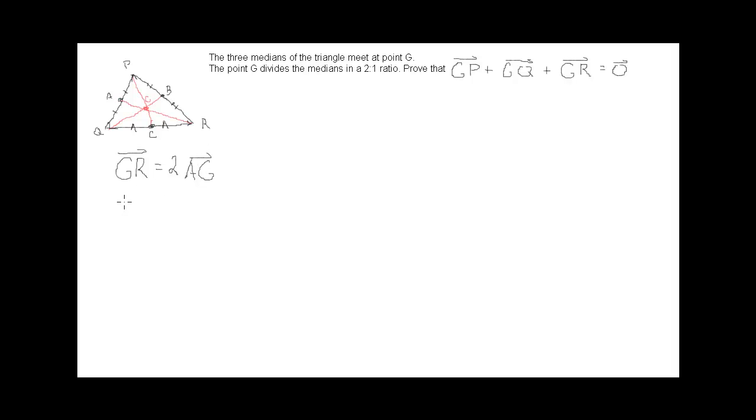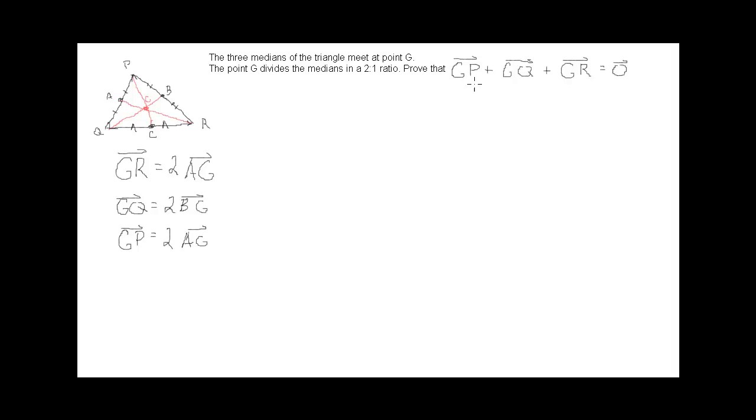Similarly, let me write GQ. GQ is equal to 2 times BG, the one in the middle. And GP is equal to 2 times CG. So really what I just wrote down was this 2 to 1 ratio, the medians being in a 2 to 1 ratio for all the medians.